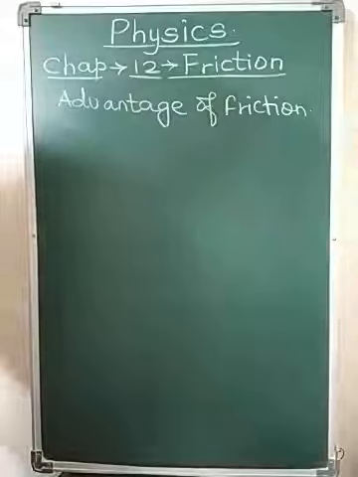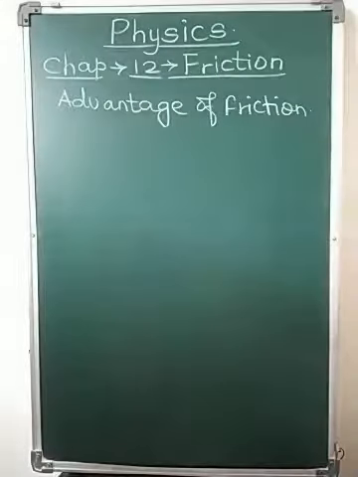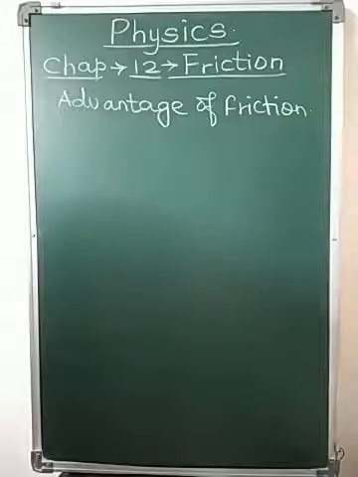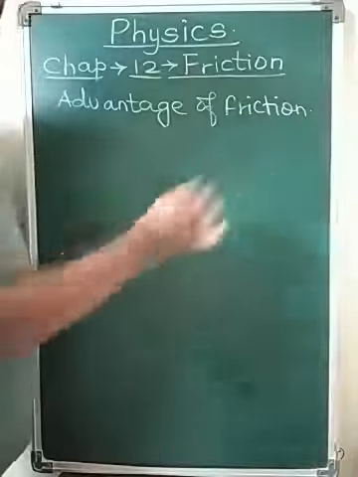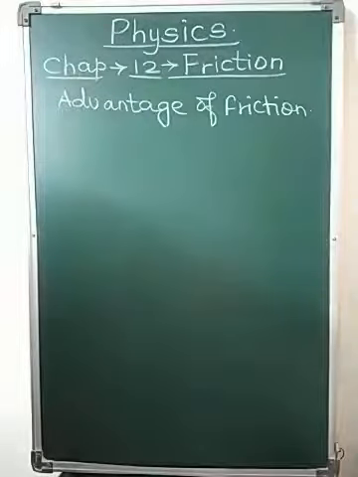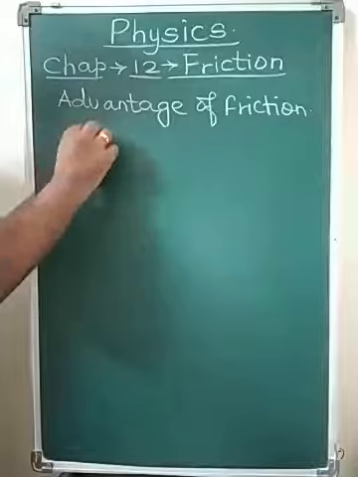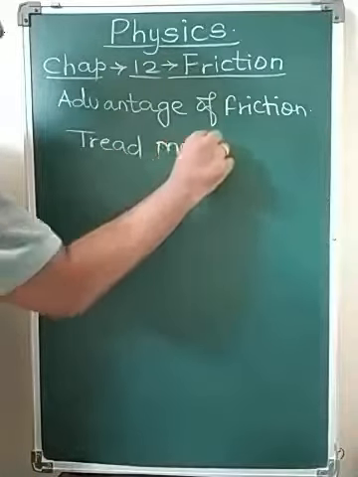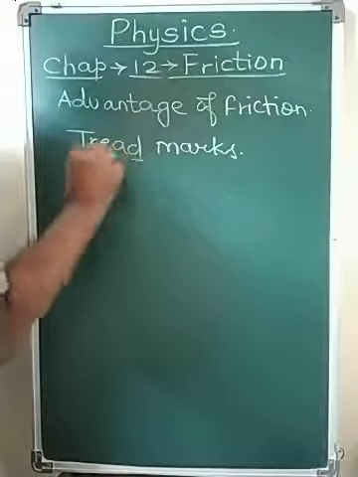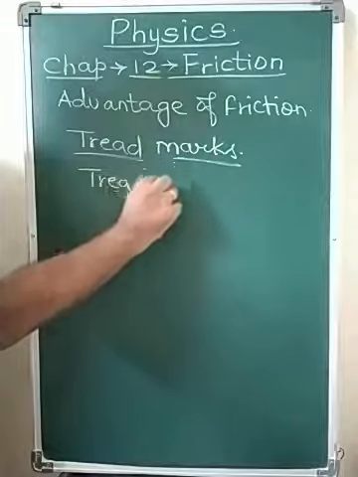That is why tires of vehicles have grooves. Now if you see the tires of vehicles, let it be a car, a cycle, or a two-wheeler, you see that there are some designs made on the tires. Those designs that are made on the tires are called tread marks, or the treading of tires.